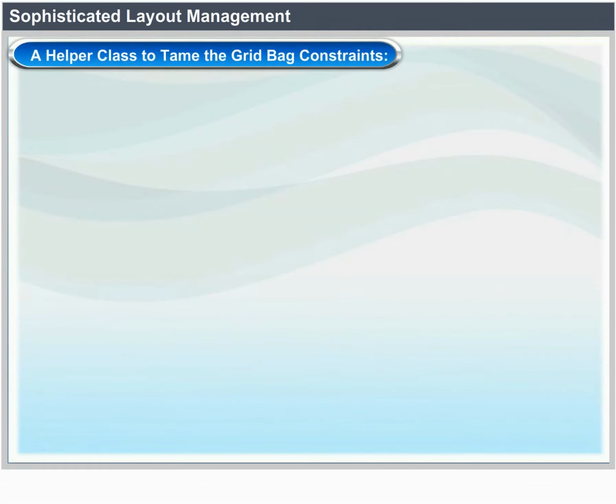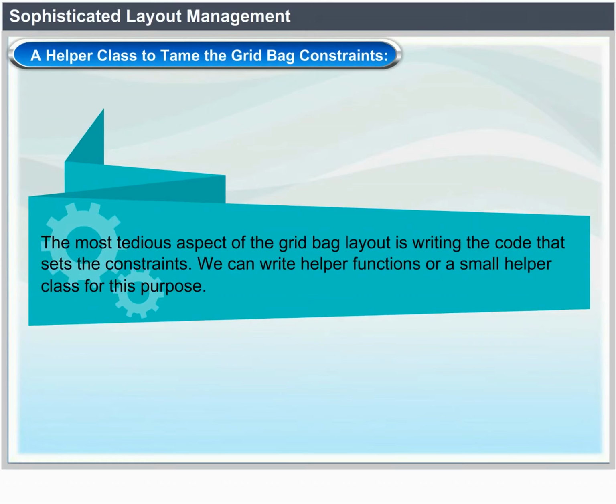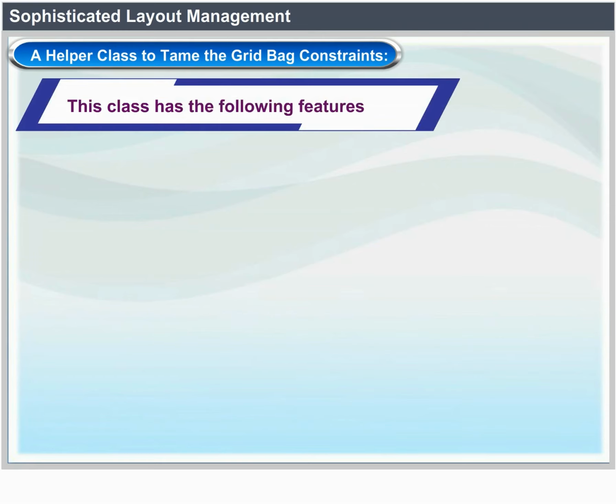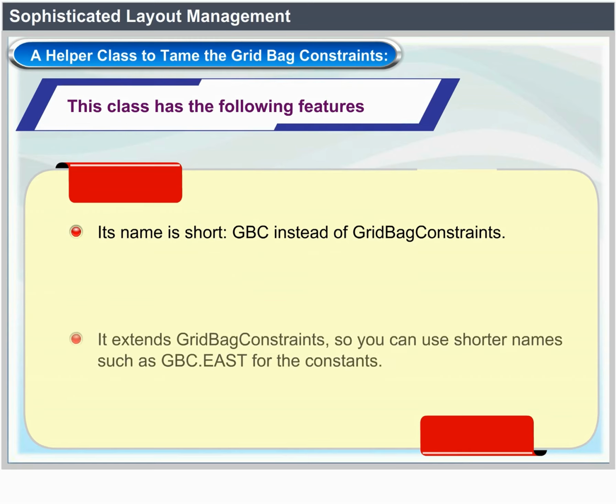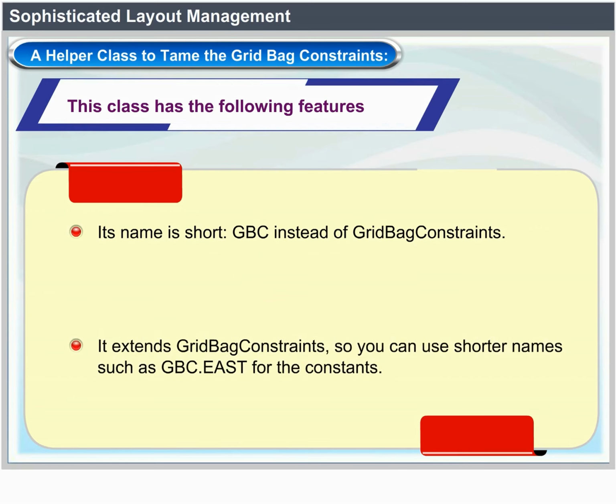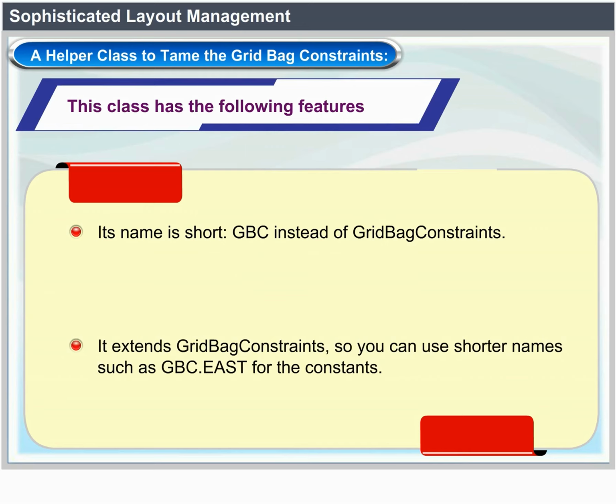Helper class to tame the GridBagConstraints. The most tedious aspect of the GridBag layout is writing the code that sets the constraints. We can write helper functions or a small helper class for this purpose. This class has the following features. Its name is short, GBC instead of GridBagConstraints. It extends GridBagConstraints so you can use shorter names such as GBC.EAST for the constants.